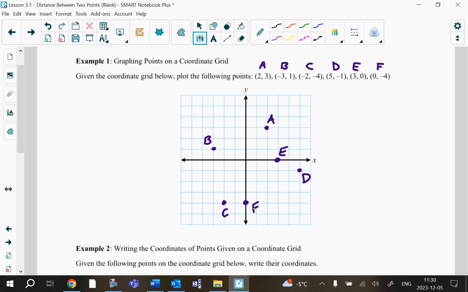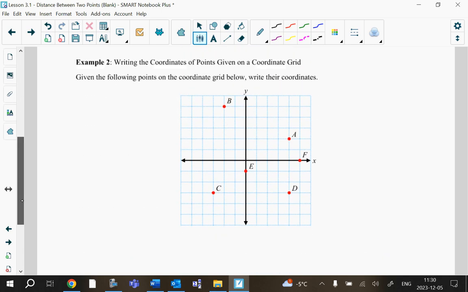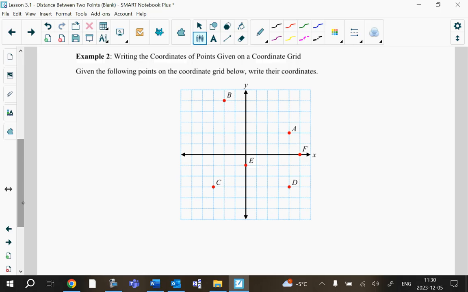Okay. And of course, the other thing that you can do is go backwards. You're given the point, you have to write the coordinate. So in example 2, you're given a bunch of points, you have to write the coordinates. And when I say coordinates, I mean the two numbers in parentheses separated by a comma. What would A be? 4, 2. Because from the origin, I have to move 4 to the right and 2 up to get to A. So we're all familiar with that.